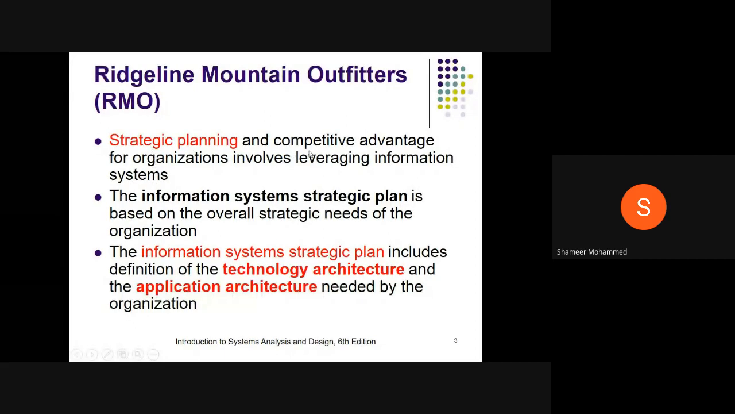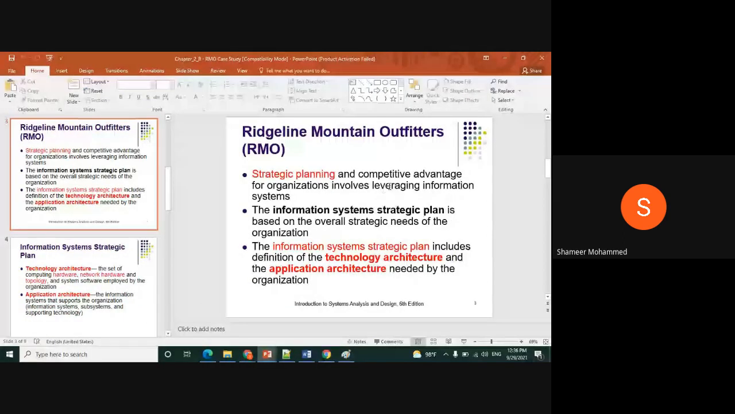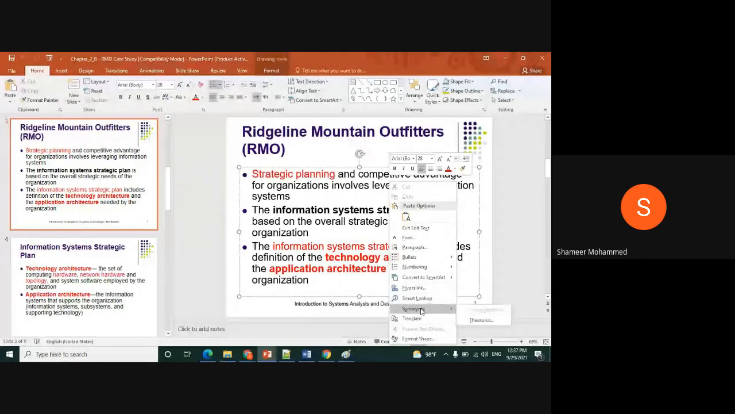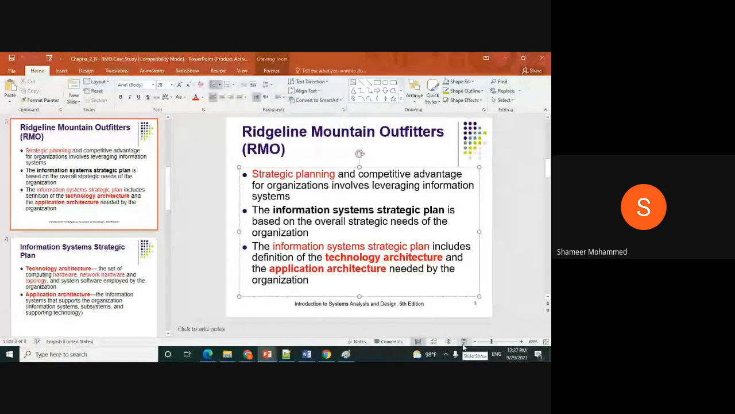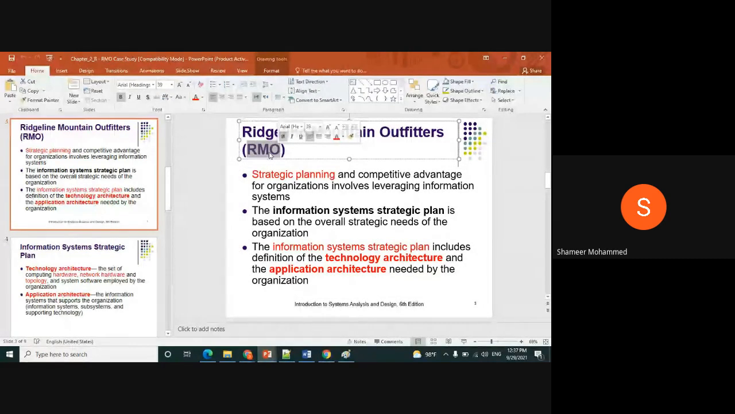Strategic planning and competitive advantage for an organization involves leveraging the information system. You are going to leverage the information system, deliver it, and produce it. The information system strategic plan is based on the overall needs of the organization. So what is your need? What is your requirement? Based on that, I can design or upgrade the new system. To your old system, I can make the change.